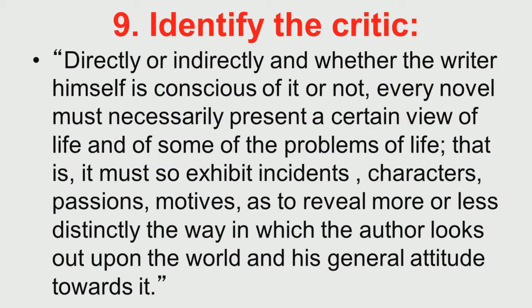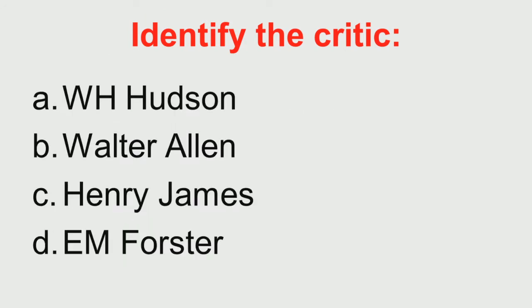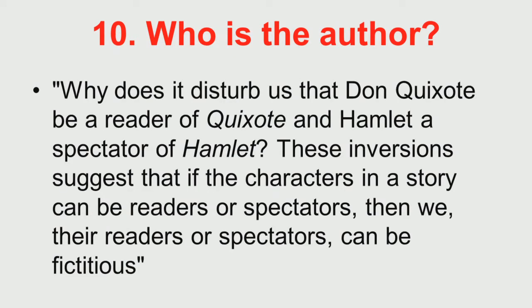Next, identify the critic, directly or indirectly, and whether the writer himself is conscious of it or not. Every novel must necessarily present a certain view of life and of some of the problems of life. That is, it must so exhibit incidents, characters, passions, motives as to reveal more or less distinctly the way in which the author looks out upon the world and his general attitude towards it. Identify the critic. W. H. Hudson, Walter Allen, Henry James, E. M. Forster. Identify the author.